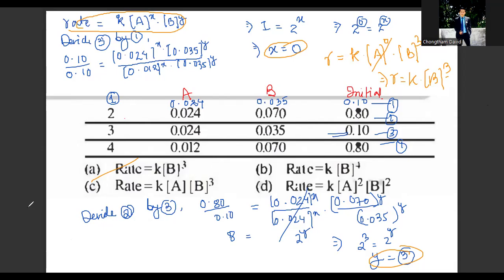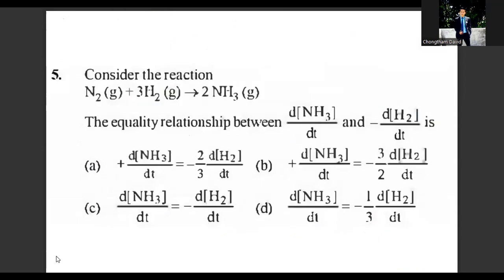Okay, I hope it is understood. It's clear, right? Let's see question number 5. Consider the reaction of nitrogen and hydrogen giving ammonia. The equality relationship between ammonia and hydrogen rate is.